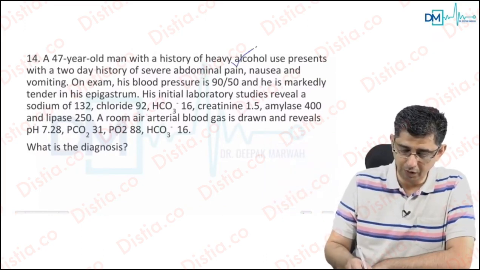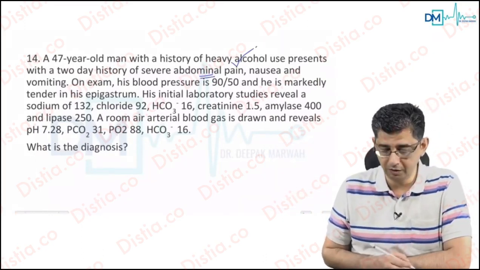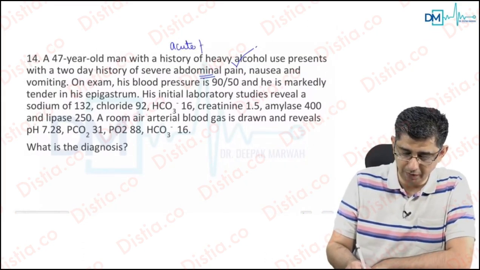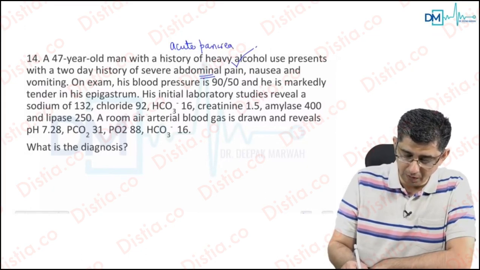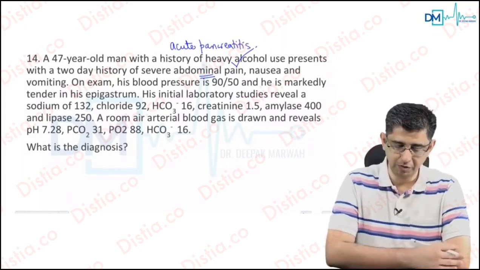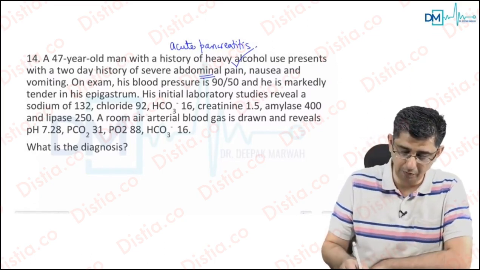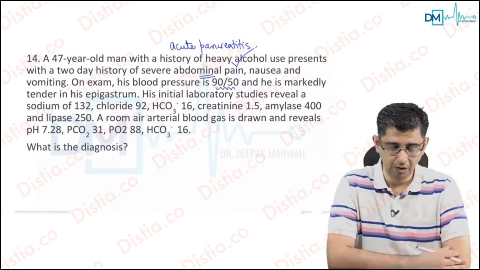When you read about alcohol and then you read about abdominal pain, obviously the first thing that comes to your mind would be the possibility of acute pancreatitis in the patient. In this particular patient, the blood pressure is on the lower side. Probably he is developing distributive shock in the long run.